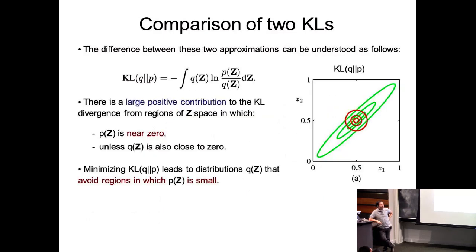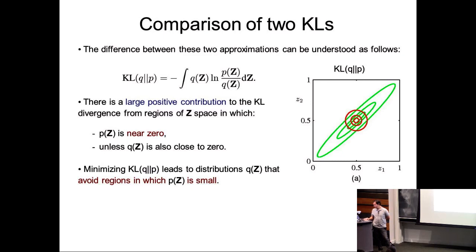So it's interesting to look at why we get this compact representation. Let's look at the form itself. The difference between these two approximations can be understood as follows. Let's look at this particular form. There is a large positive contribution to the KL from regions of Z space where P(Z) is nearly 0, unless Q(Z) is also close to 0. So let's parse this out. If P(Z) is 0 and Q(Z) is very large, you're going to have a huge contribution to KL, right? Because think of it, if P(Z) here is like 0.0001 and Q(Z) is 0.9, this is going to be a very big negative number. And if P(Z) has some mass on it, then it's going to be a big positive number.